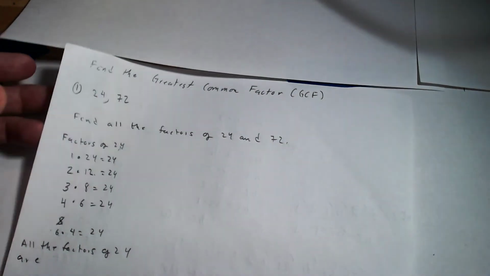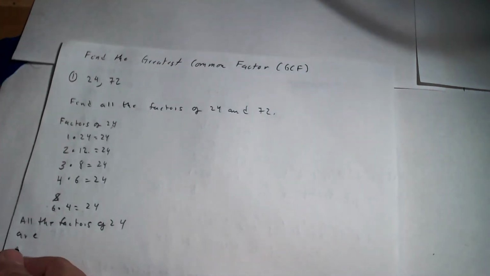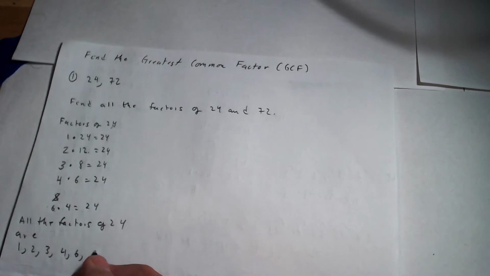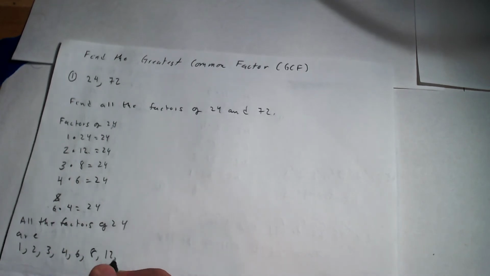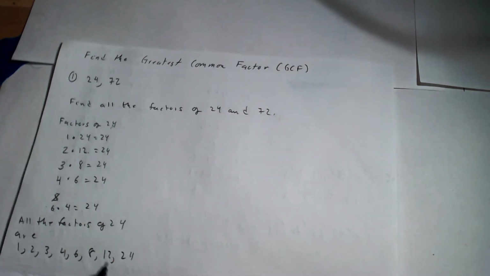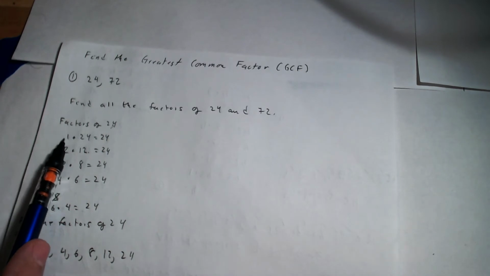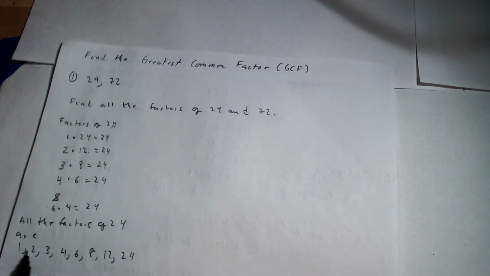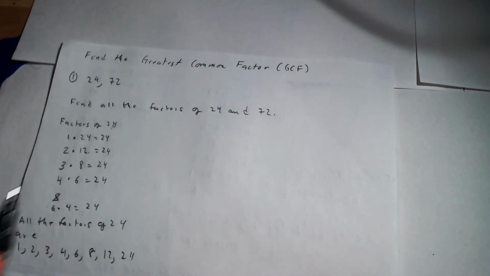So all the factors of 24 are 1, 2, 3, 4, 6, 8, 12, and 24. How do I get these numbers? 1 times 24 is 24, 2 times 12 is 24, 3 times 8 is 24, 4 times 6 is 24. So those are all the factors of 24.